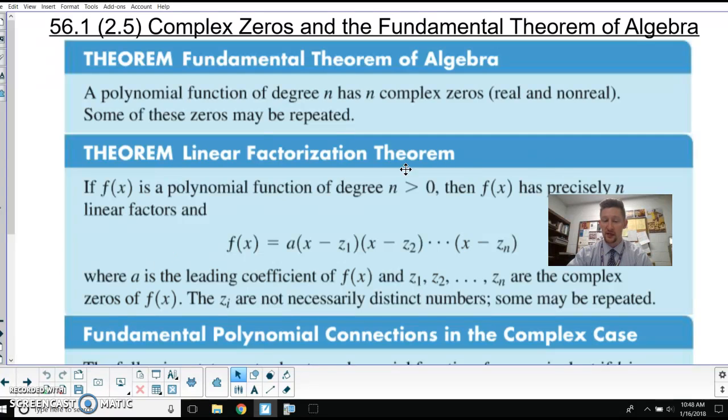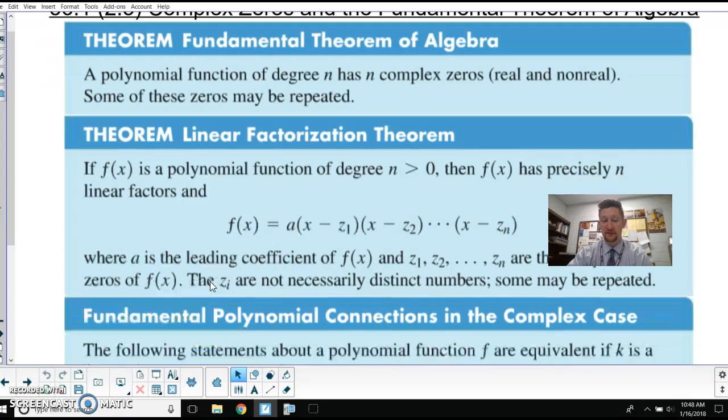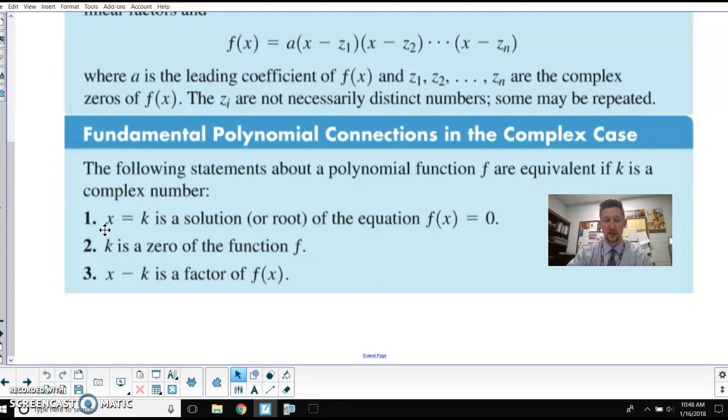The linear factorization theorem will use this to turn our zeros into factors. Connecting all those things, if x equals k, k being some constant number, is a solution or root of the equation f of x equals 0, then that number is a zero of the function, so a zero of the polynomial. And if that's the case, then x minus k would be a factor. So if 3 is a zero, then x minus 3 would be the factor. If 10 is a zero, then x minus 10 is the factor. If negative 8 is a zero, then x plus 8 would be the linear factor that goes with that.